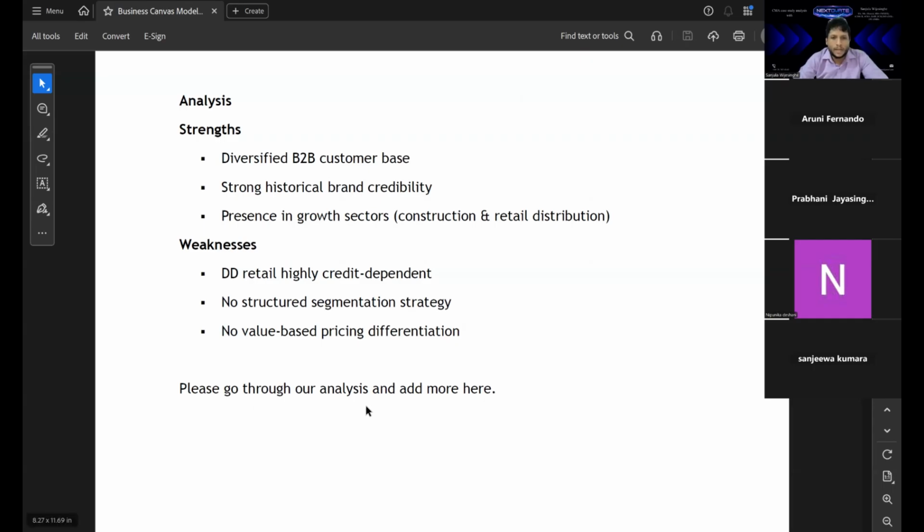Then please go through our analysis and add more here. Yes, this is for you to add more things here, because now you have analyzed, right? We have completed. Then you can go through the analysis and add more here, right? Because at the last minute I am not going to consume more than 1 hour. Within 30 to 45 minutes we will end this particular class, right?